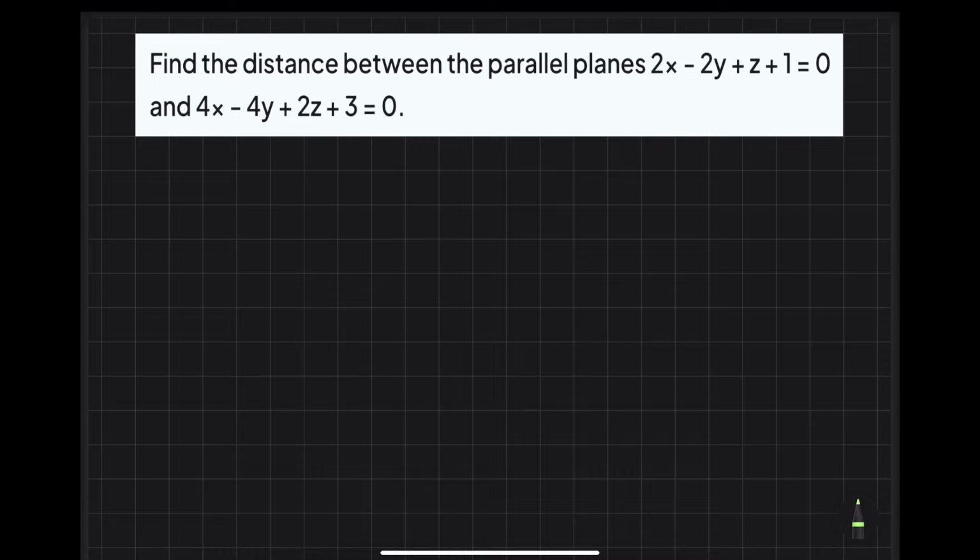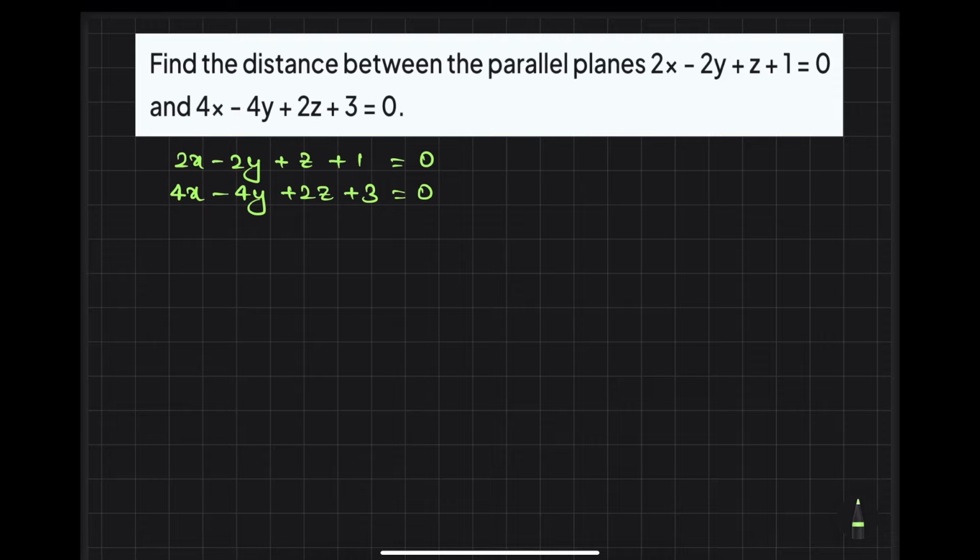So, we have got hold of a new problem which says: find the distance between the parallel planes. So, we need to find the distance between these two planes. Plane 1 is 2x minus 2y plus z plus 1 equals 0. This is plane 1. This is your plane 2, 4x minus 4y plus 2z plus 3 equals 0.